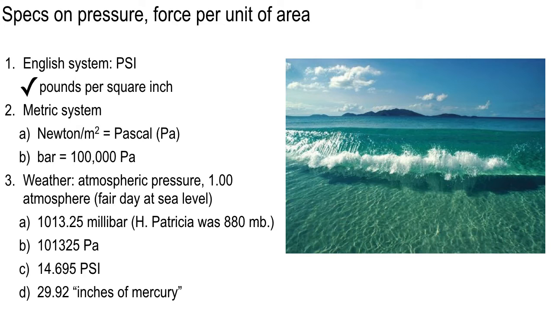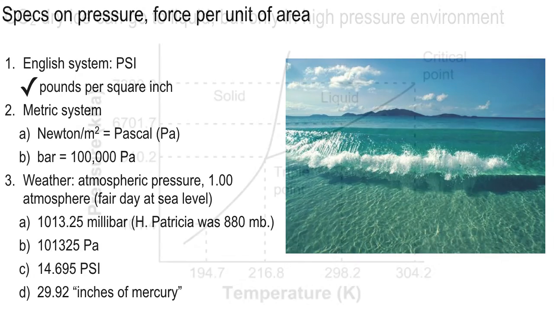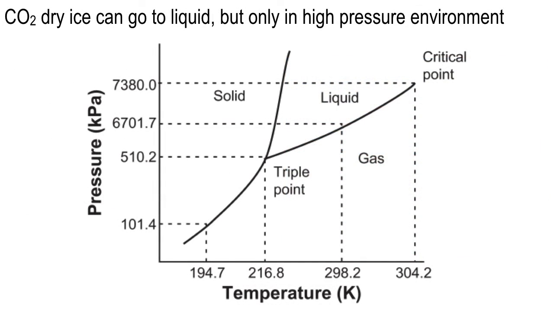Now, the reason I'm going through these basic specs for pascals and atmospheres and stuff is because I want to show you a situation in which CO2 ice can go directly to liquid instead of directly to gas. CO2 ice can melt under the right pressure situation. And this diagram, try to copy this. This diagram shows the pressure conditions. Let's take a look at it.